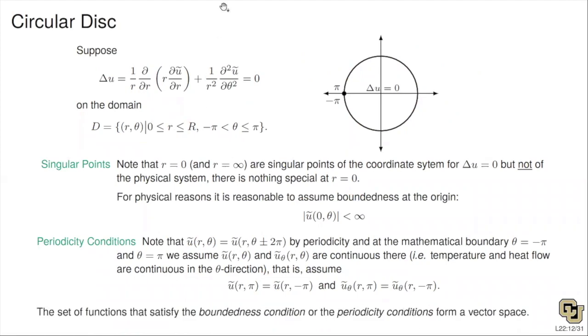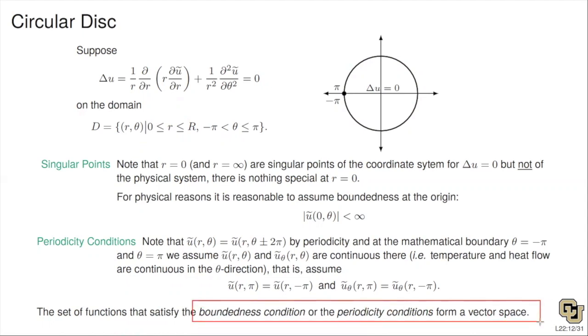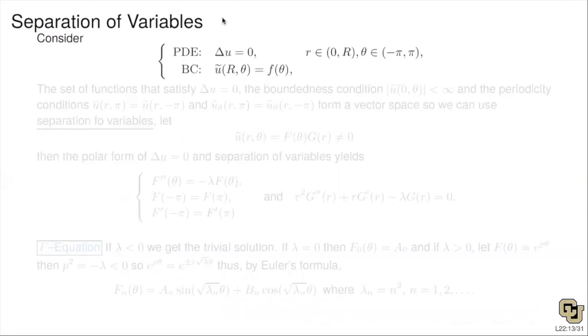By the way, we do have this vector space structure, it can be shown. Functions that satisfy both the boundedness condition up here and the periodicity conditions at pi and minus pi, for the function and the partial with respect to theta, form a vector space. If any two of them satisfy it, you add them, and that will also satisfy it. If a function satisfies these conditions and is multiplied by a scalar, that will also satisfy them. So this is starting to set the stage for our separation of variables.